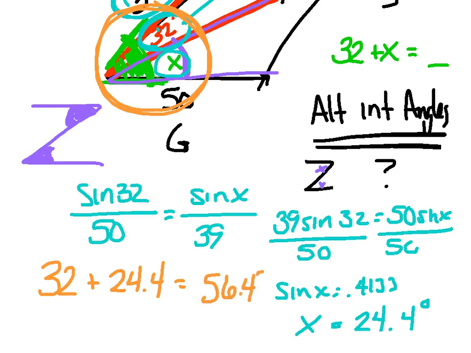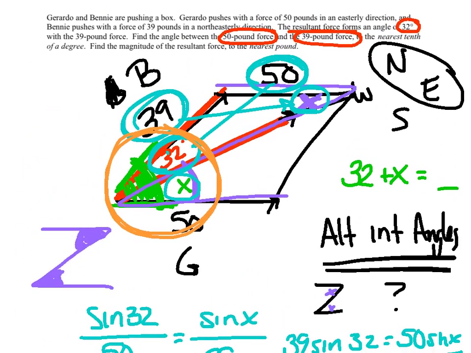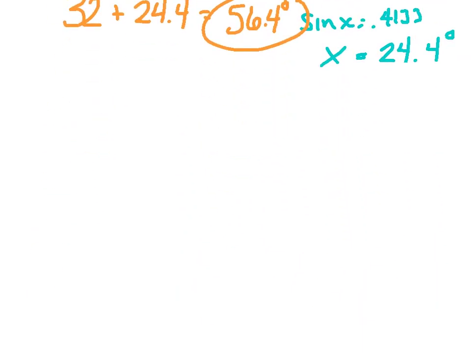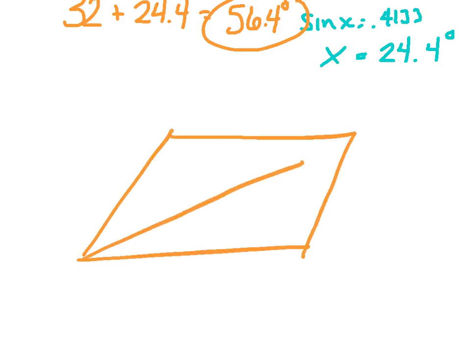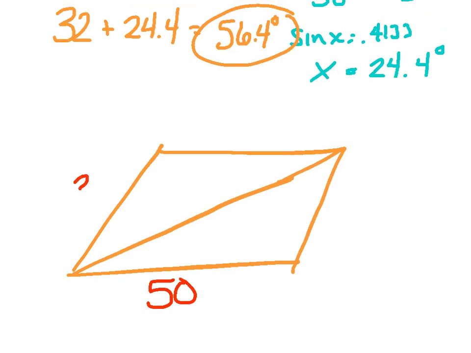Now, was there a second part? I think there was. The next question said, find the magnitude of the resultant force to the nearest pound. All right, I think I need a new sketch. That one's a little messy. All right, so I knew this was 50, 39. I knew this angle was 32, and I just got this to be 24.4. And now they want to know how big is the resultant.